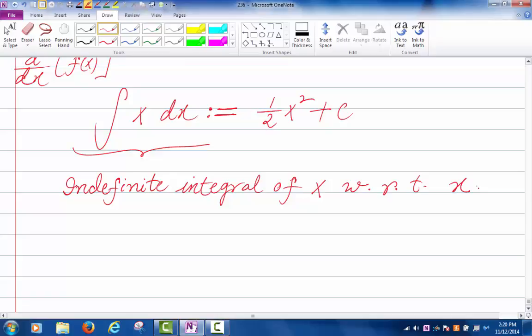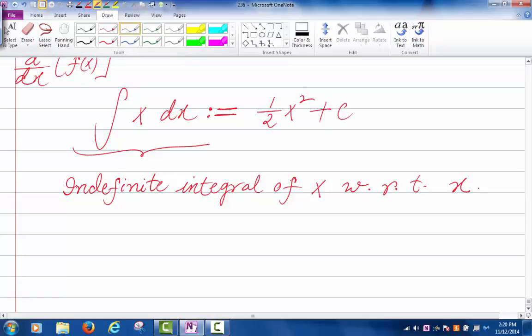There is something called definite integral as well. We'll see that later. But this symbol means I'm taking the antiderivative of. I'm trying to find the antiderivative of x. So the differentiation is denoted by d dx, right? Anti-differentiation is denoted by this sign here, the integral sign.